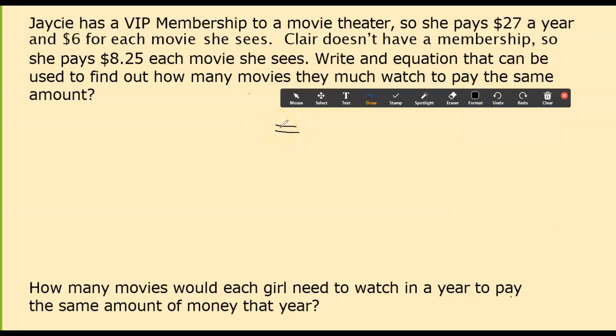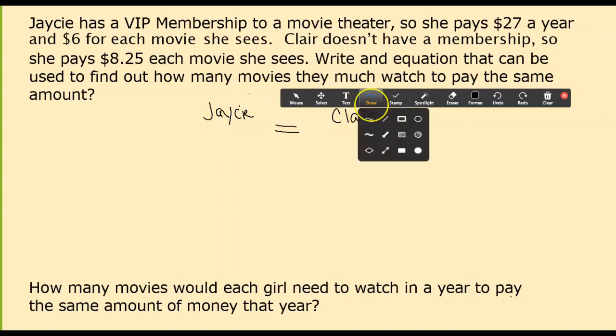What's going to be equal? Who are we talking about here? JC and Claire, their movie membership. So I could make this side all about JC. I can make this side all about Claire.